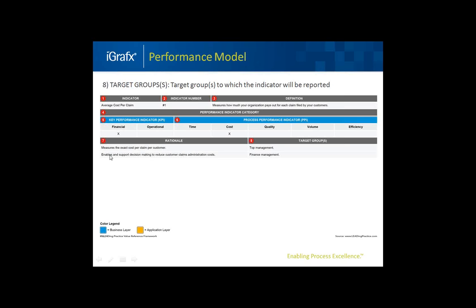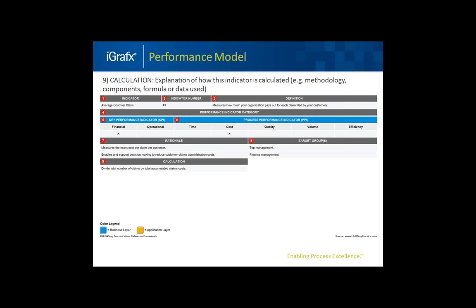The second rationale is to enable and support decision making to reduce customer claims administration costs. Who's interested in this rationale of the measurement? The target group is finance management. So until now you don't only have the indicator, the definition of it, the specifications within a KPI or a PPI, how to work with it. You have the rationale behind it and the target group. Missing would be how you would calculate it.